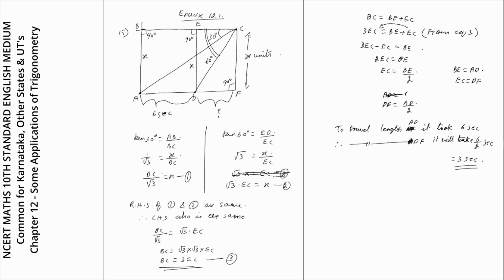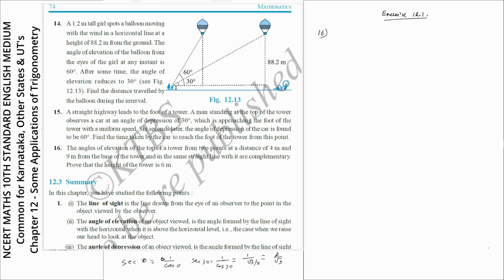And that completes this problem. Exercise 12.1, question number 16. The angle of elevation of the top of a tower from 2 points at a distance of 4 meter and 9 meter from the base of the tower and in the same straight line with it are complementary. Prove that the height of the tower is 6 meter.